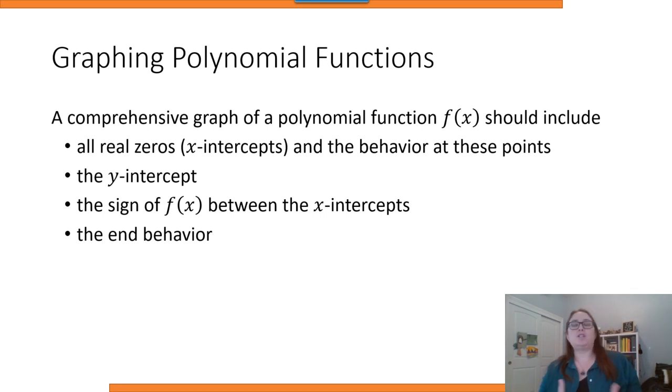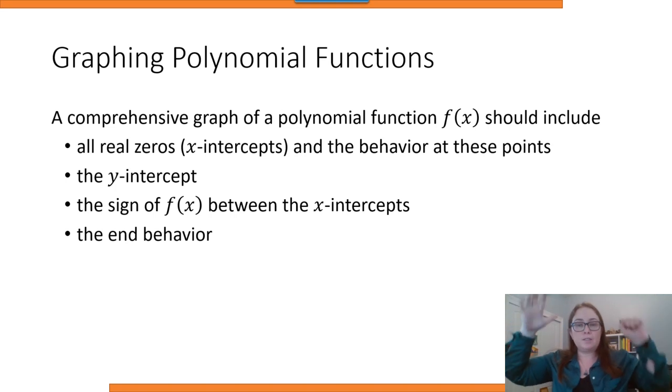Okay, so we're going to take all this information and put it together to come up with the sketch of a polynomial. A comprehensive graph of a polynomial function should have the following things. All the zeros, those x-intercepts, need to be identified. The behavior at those intercepts, so is it passing through? Is it a turning point at that x-intercept? The y-intercept, usually just one of those. The sign of the function between the intercepts. So am I above the x-axis? Am I below the x-axis? So just where the curve is located will tell me that. And then the end behavior. Is it going up to infinity? Is it going down to infinity at the ends?